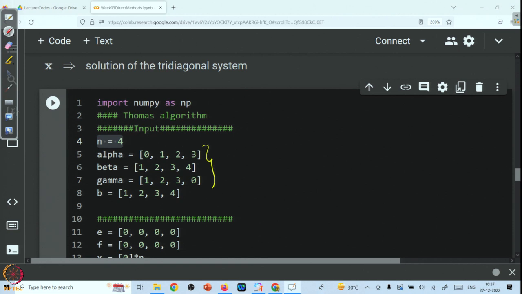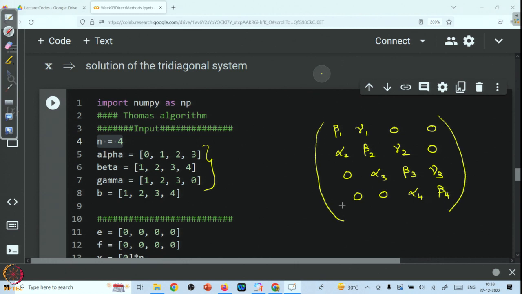Recall that the system will look like: beta 1, gamma 1, 0, 0; then alpha 2, beta 2, gamma 2, 0; then 0, alpha 3, beta 3, gamma 3; and then 0, 0, alpha 4, beta 4. This is the tridiagonal system in the case of n equal to 4. Just keep this structure in mind and see how I have defined alphas, betas and gammas.